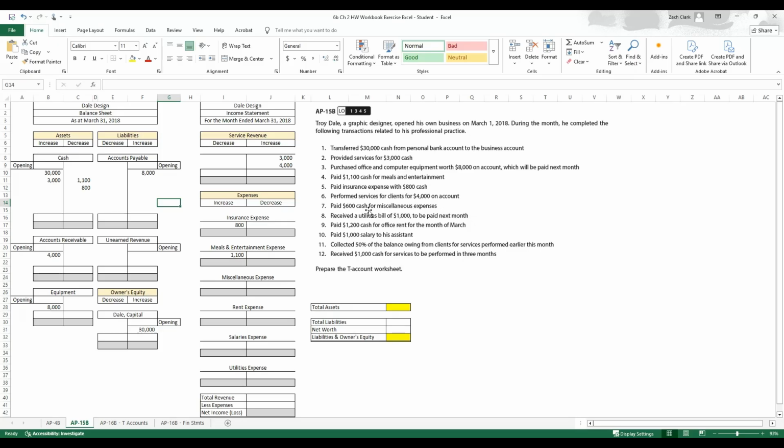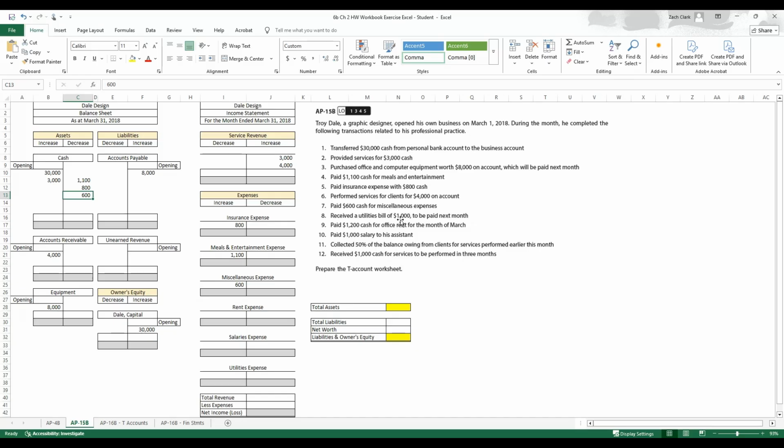Okay, so number 7, we paid $600 cash for miscellaneous expenses. So cash goes down. We didn't pay it on credit or on account or anything. We just paid with cash, so that's the decrease there, decrease in the assets.